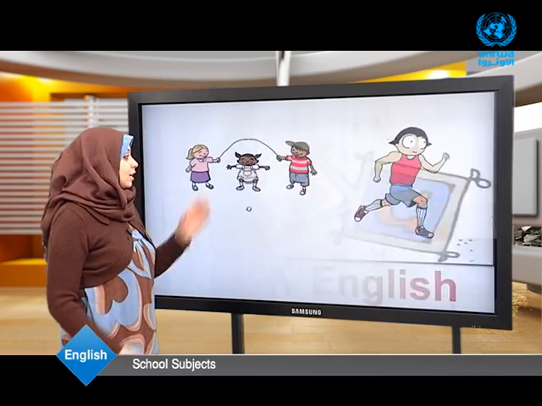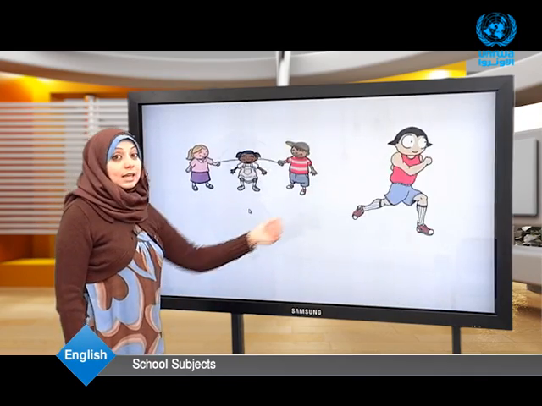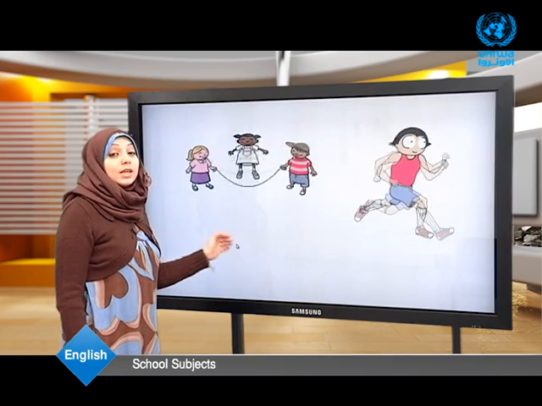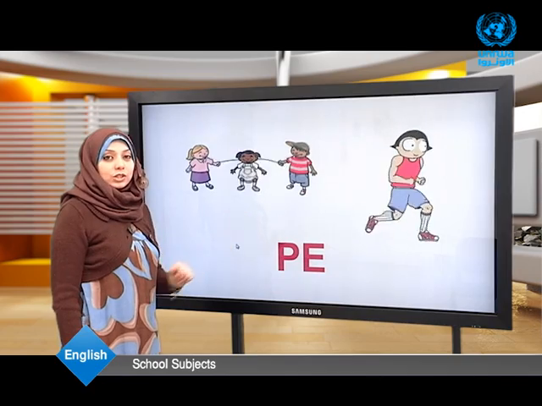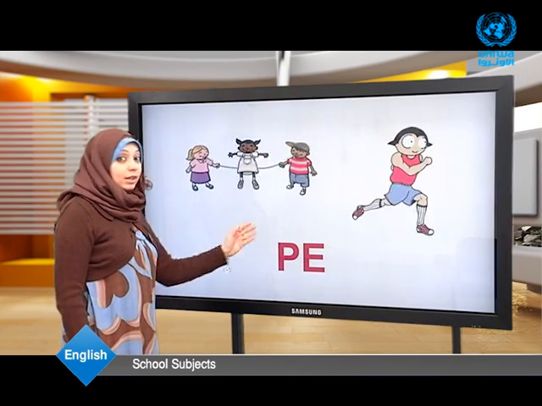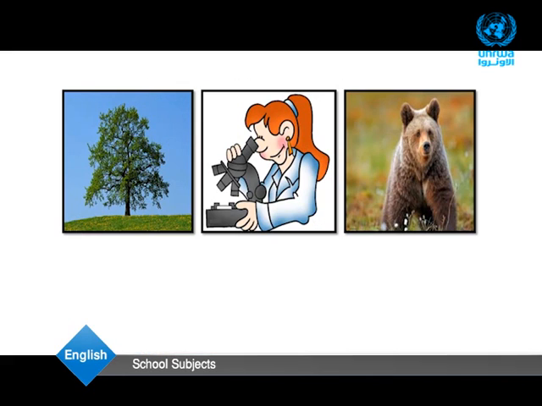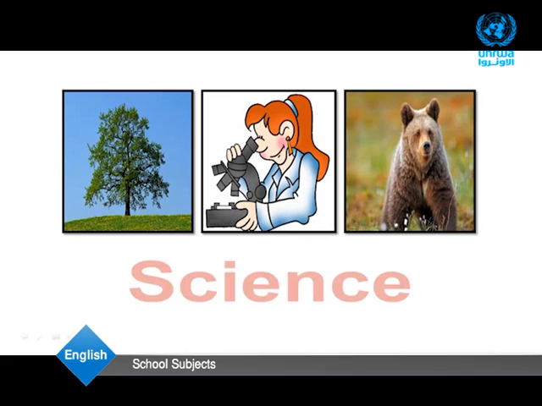Okay, let's see another one. Look here. He's running. And she is skipping. So it's PE or physical education. Again, PE. And this one, look here. Here we have a tree. Here we have a scientist. And here we have a bear. So it's science. Very good.